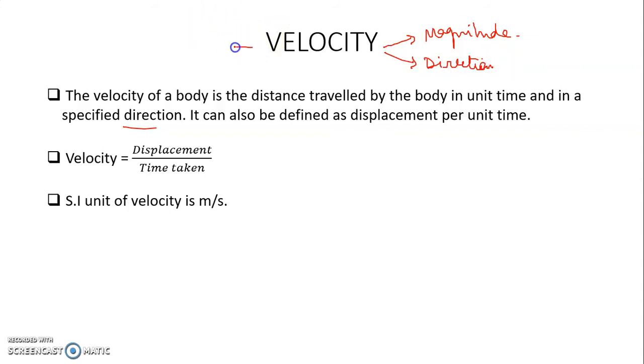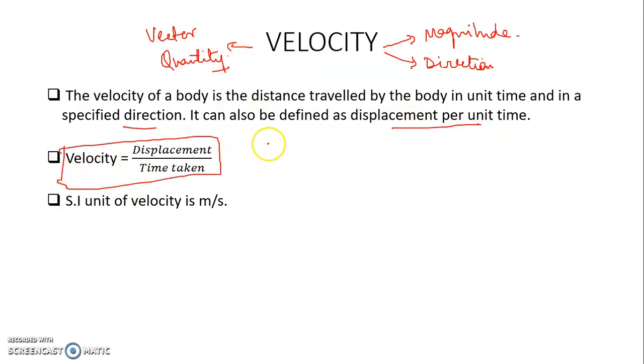Because it's a vector quantity. Again, I'm saying if you have issues understanding vector quantity, please refer to my previous video. If you still face an issue, please mention it in the comment section so that I can make a video separately on scalars and vectors. It can also be defined as displacement per unit time. So simply you can write it as displacement by time instead of distance by time. Speed is distance by time, whereas velocity is displacement by time. Why? Because displacement already has a direction in it.